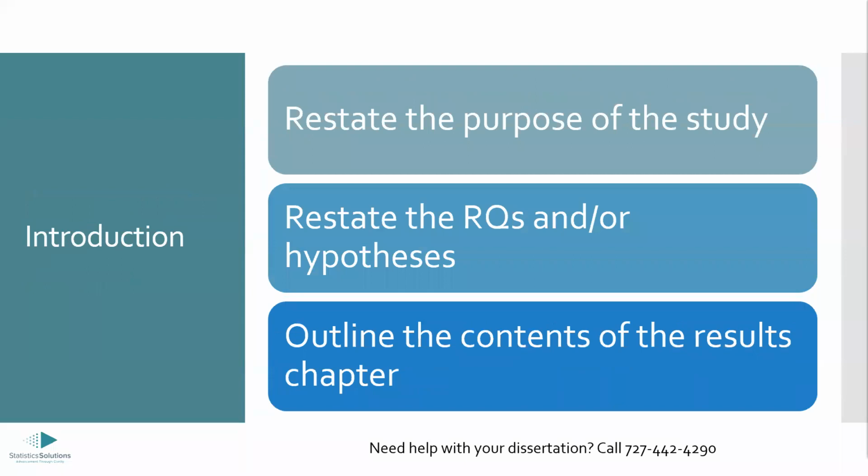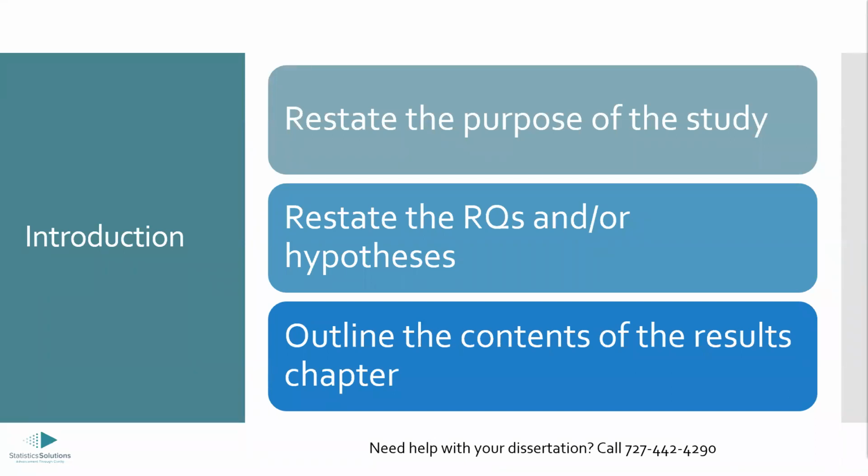So now let's talk about the different components of the chapter. And like most chapters, you'll usually start off the results with a short introduction where you restate the purpose of the study, you restate your hypotheses and research questions, and then you can just simply outline the contents of the chapter or the sections that the chapter will contain.